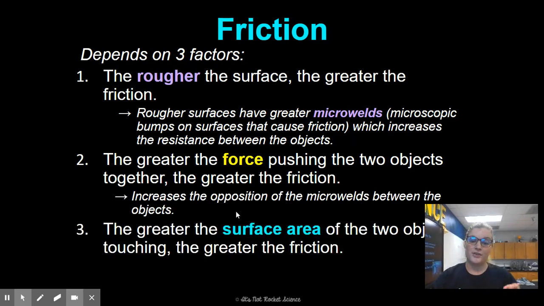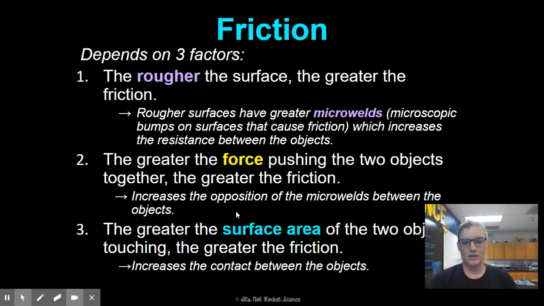And then the greater the surface area of the two objects touching, the greater the friction. You can almost think about this like if you're trying to move a couch, it's easier to lift up one end and push on just the two legs of the couch across the room than it is to do the whole thing flat and push it across the room. And that's just because we have more stuff touching, so there's more micro welds that are stopping our movement.